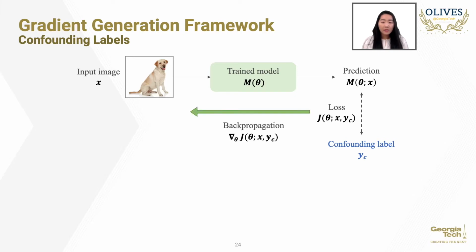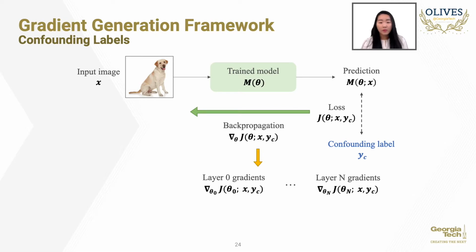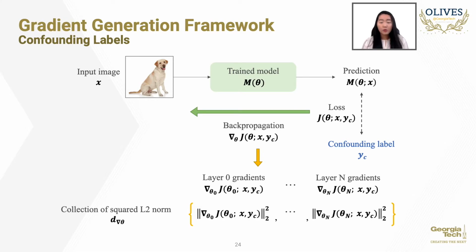By backpropagating this loss, we can generate gradients for each set of model parameters. We take the squared L2 norm of the gradients for each set of model parameters, and then concatenate them to represent the given input. This gradient-based representation is used to train a binary detector of two fully connected layers as an unfamiliar input detector.